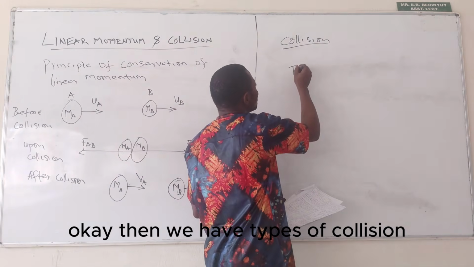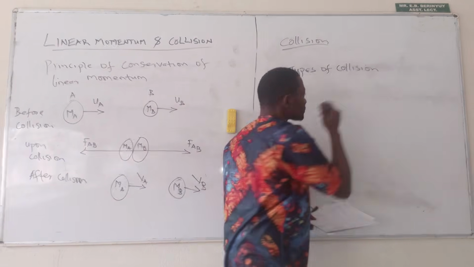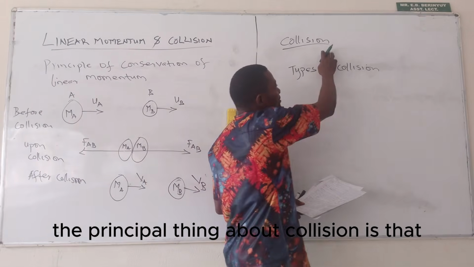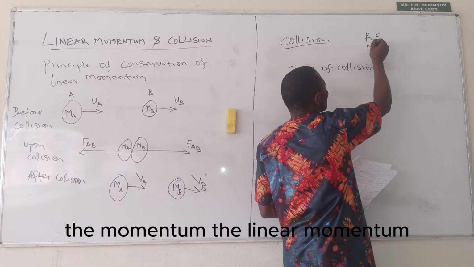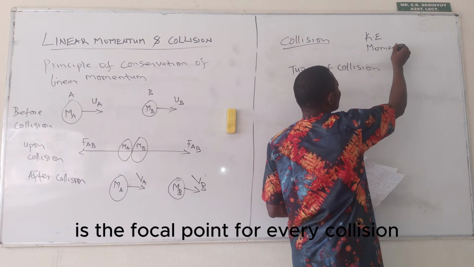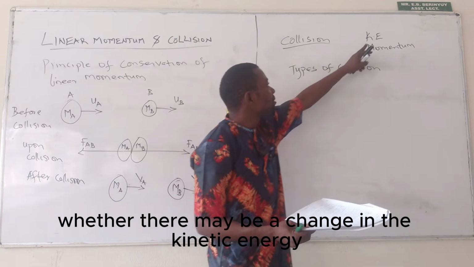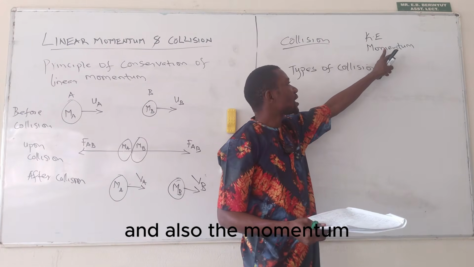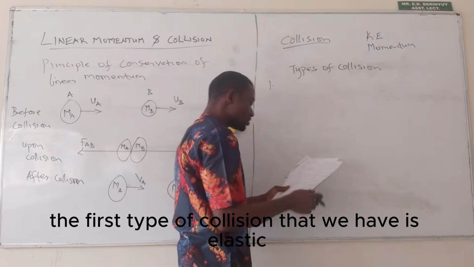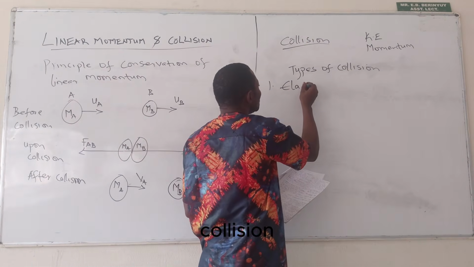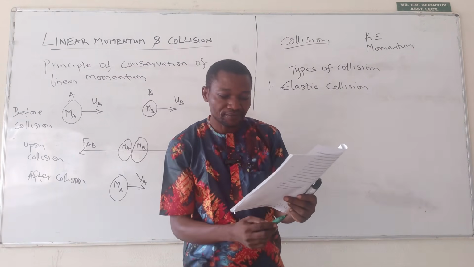Okay, then we have types of collision. The principal thing about collision is the kinetic energy and the linear momentum; they are the focal point for every collision. After two objects collide, there may be a change in the kinetic energy and also the momentum. So let's look at types of collision. The first type of collision that we have is elastic collision. What is elastic collision?